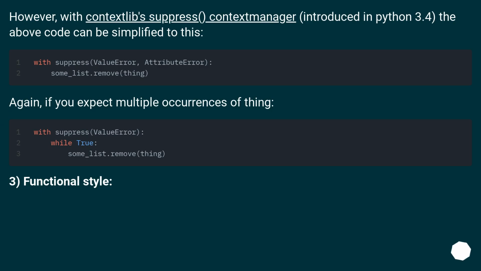However, with the contextlib.suppress context manager, introduced in Python 3.4, the above code can be simplified to this. Again, if you expect multiple occurrences of thing. 3. Functional style.